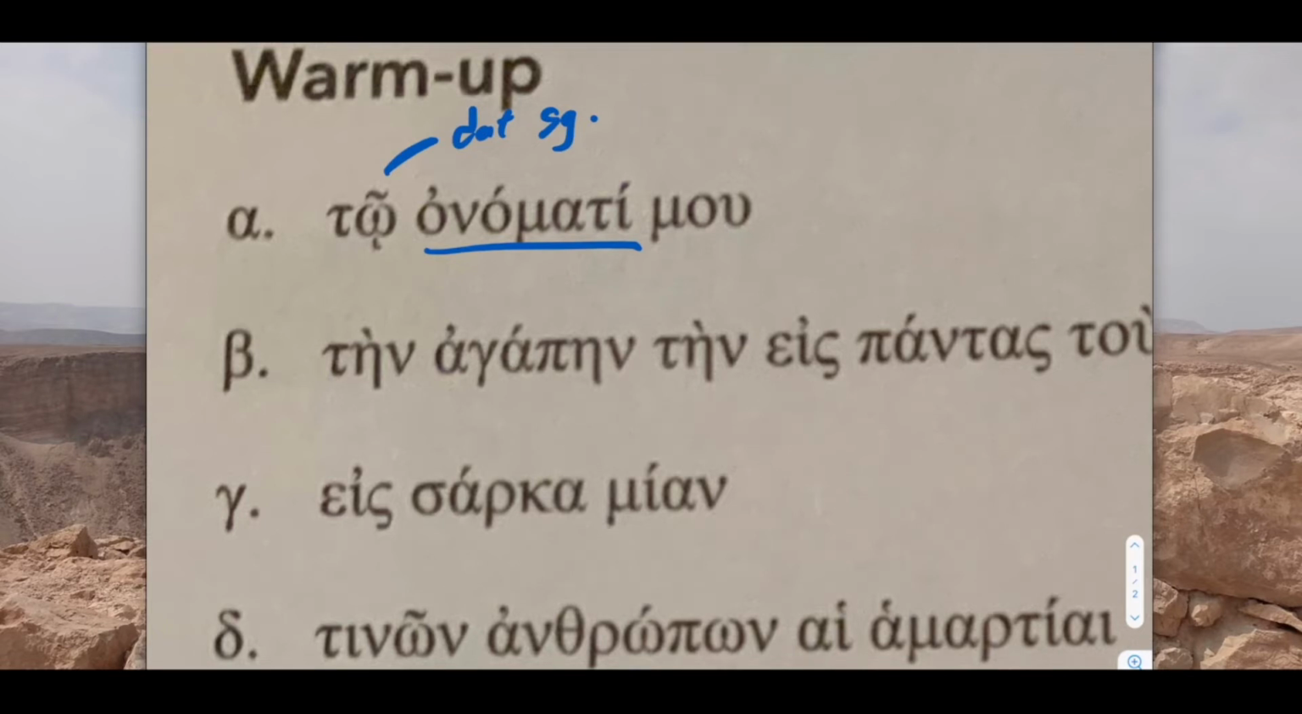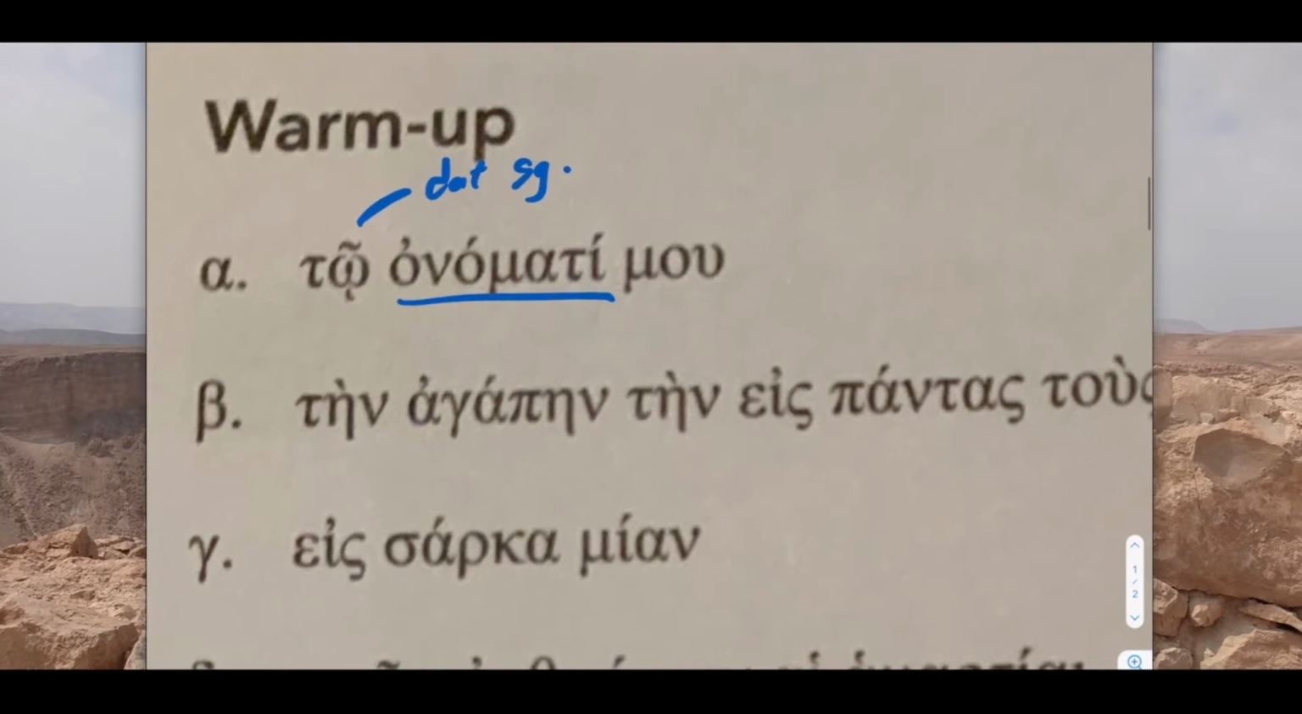So onomati is our dative singular, just like remember when we saw sarki before? And we see that iota here at the end. It does not subscript in the third declension. Well, with our mat stems, same thing. The iota does not subscript. So onomati is dative singular also. So these guys belong together.